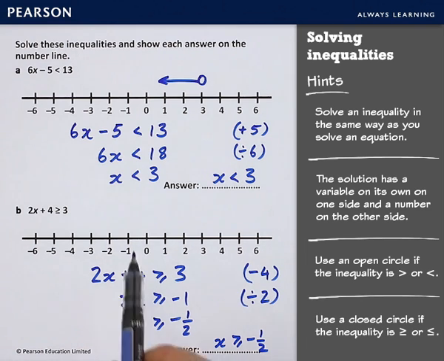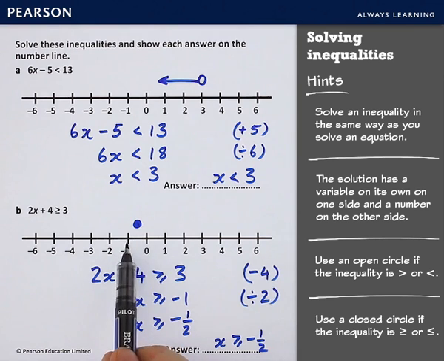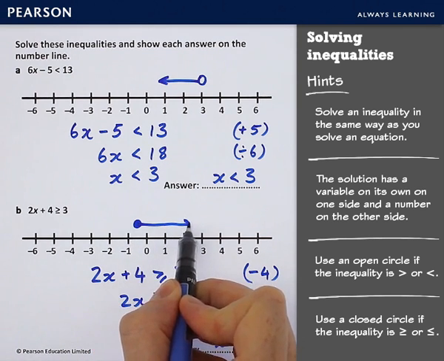Minus a half is halfway between 0 and minus 1, so draw a closed circle halfway between 0 and minus 1. You're interested in values of x greater than or equal to minus a half, so draw an arrow pointing up the number line.